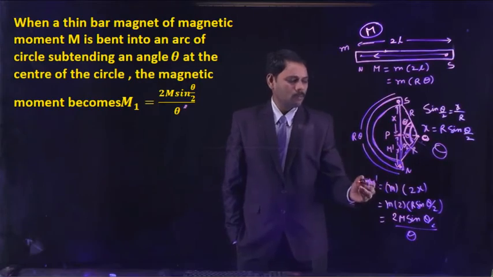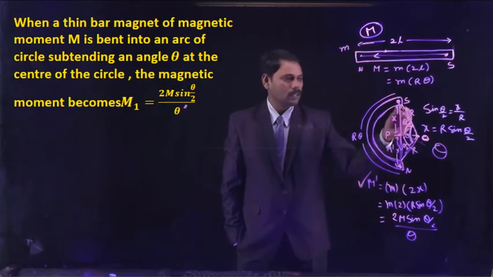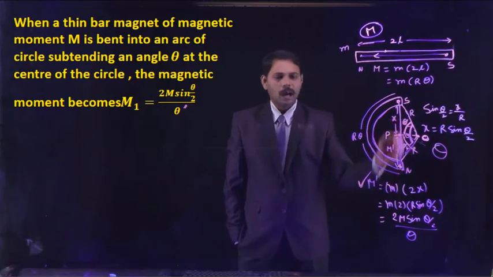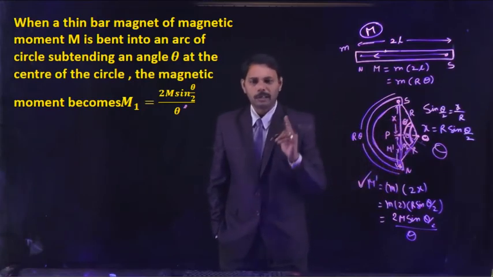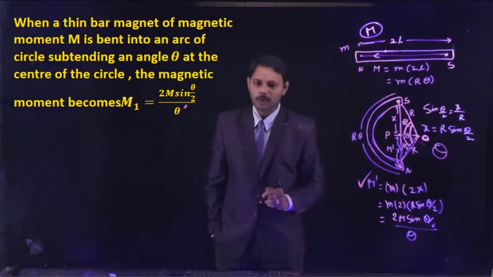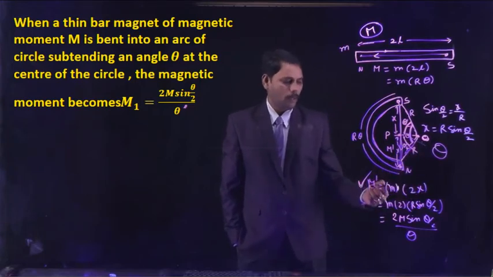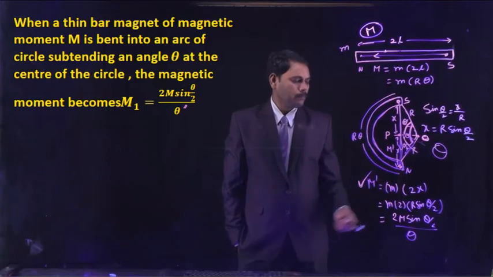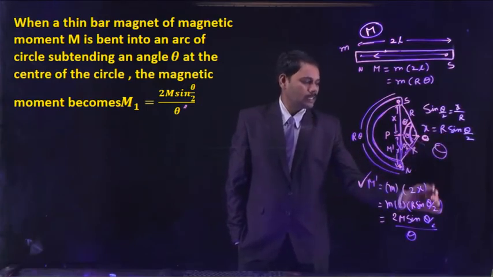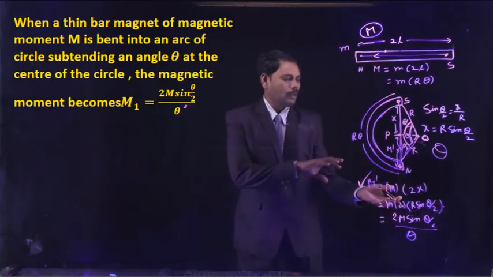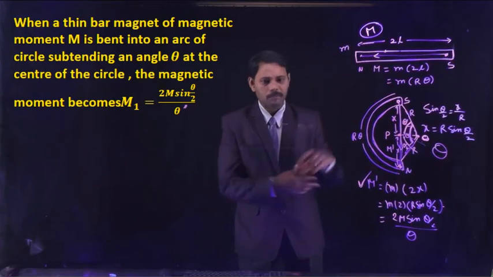Then the modified magnetic moment for this arc shaped bent magnet is m dash, equal to pole strength m into distance between the poles. Always the magnetic moment is the product of pole strength into distance between the poles of the magnet. So m dash is equal to m into 2x. Here we calculated x as r sin theta by 2, so m into 2 into r sin theta by 2, and we want to write the value of m dash in terms of M, that is our aim.